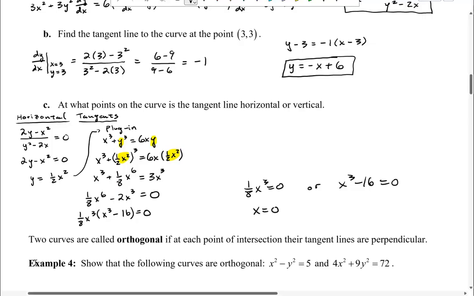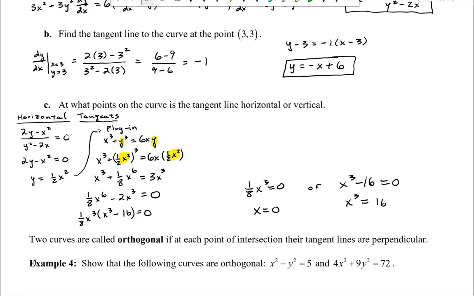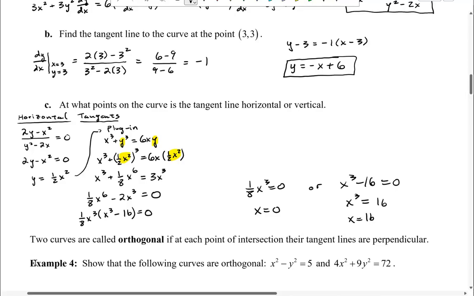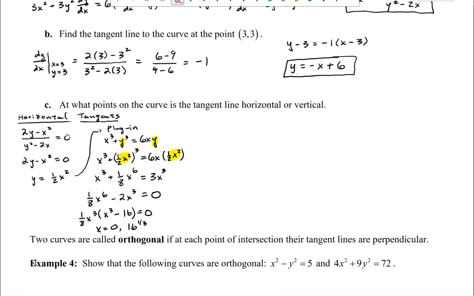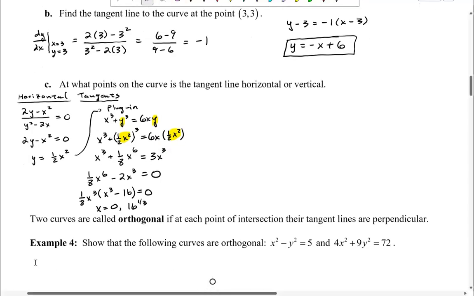Here, x will be 0. Here we have x to the third is equal to 16. So that means x is equal to 16 to the 1/3 power. Next, we need to find the corresponding y values. We can do that quickly by plugging in 0 for x and 16 to the 1/3 power for x in this equation here. When we plug in 0, we get (0, 0).